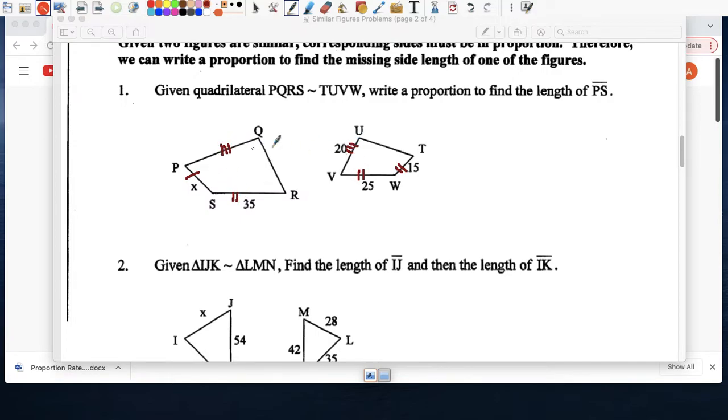But when we set up a proportion, let me show you what I mean. So I'm going to use x corresponds to 15, right? X and 15. And at the bottom, if I use that one, which corresponds to 20, I'm going to have two unknowns. Let me just call that y, for example.